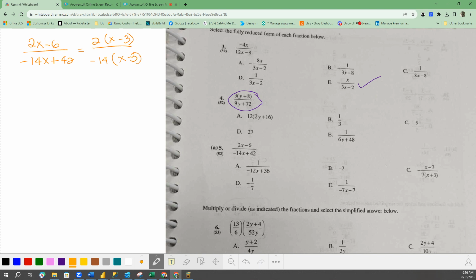Okay, so now this and that are the same, so you'll be left with 2 over negative 14. But then 2 can be factored as 2 times 1, and 14 can be factored as 2 times negative 7. Okay? And so the 2 will cancel out. So therefore, your final answer is 1 over negative 7. Or again, that negative can be placed in front of the whole fraction.